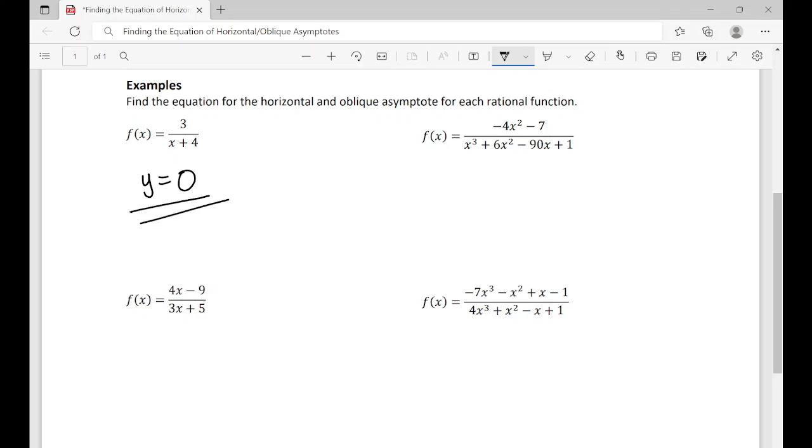Now for this one over here, we have a degree 2 up top, and we have a degree 3 in the bottom. So, since the bottom again is greater than the top, the horizontal asymptote is just y equals 0. Again, that's all you have to do.